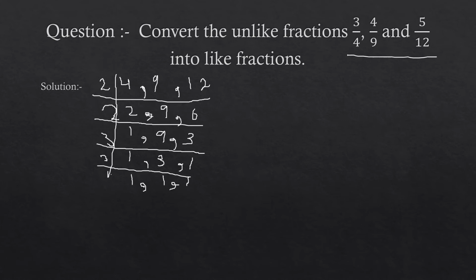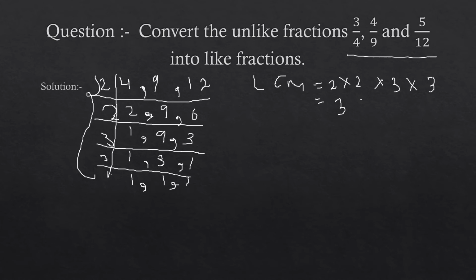Hence for LCM what do we do? LCM is equal to all the factors. We will multiply all the factors together now: 2 into 2 into 3 into 3. So 2 into 2 is equal to 4, 4 into 3 is equal to 12, and 12 into 3 gives us 36. Hence, the LCM for these denominators is 36.